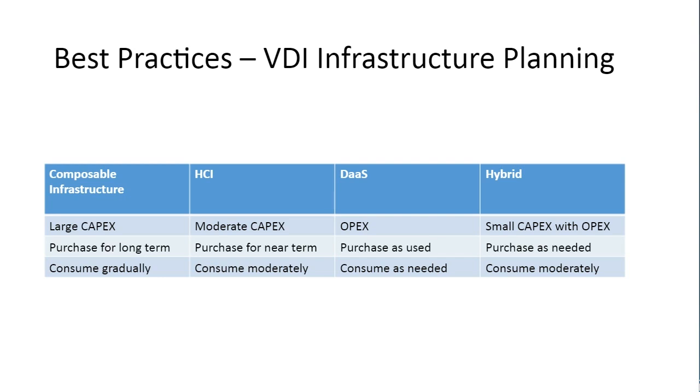DaaS is kind of nice because it does have this OpEx model. However, compared to some HCI models, DaaS might actually be a little bit more expensive. But you can purchase it as used and you consume it as used. You can usually buy like a package of 10 desktops to do it. But with hybrid, you get this nice mix between CapEx and OpEx. You can purchase as needed, where needed, and you can kind of consume moderately. So hybrid, a lot of people are going to it. It's very attractive. HCI, very attractive for a lot of people also because of its purchase model and its costing structure.